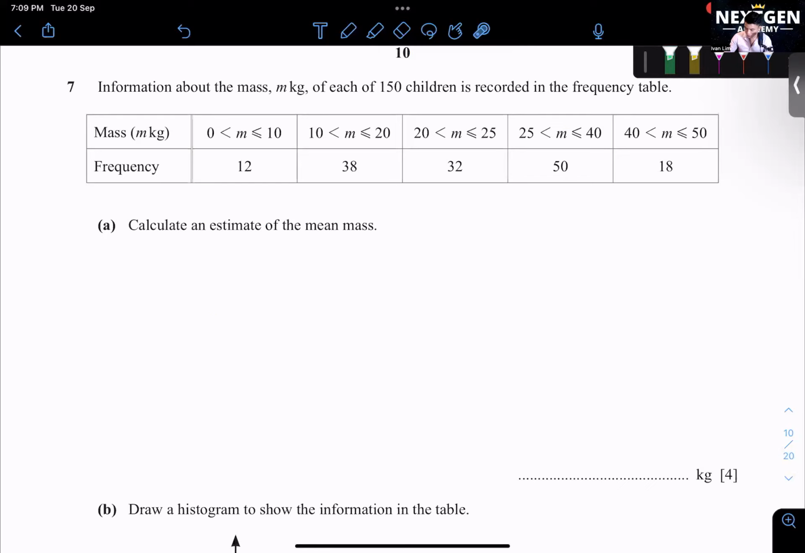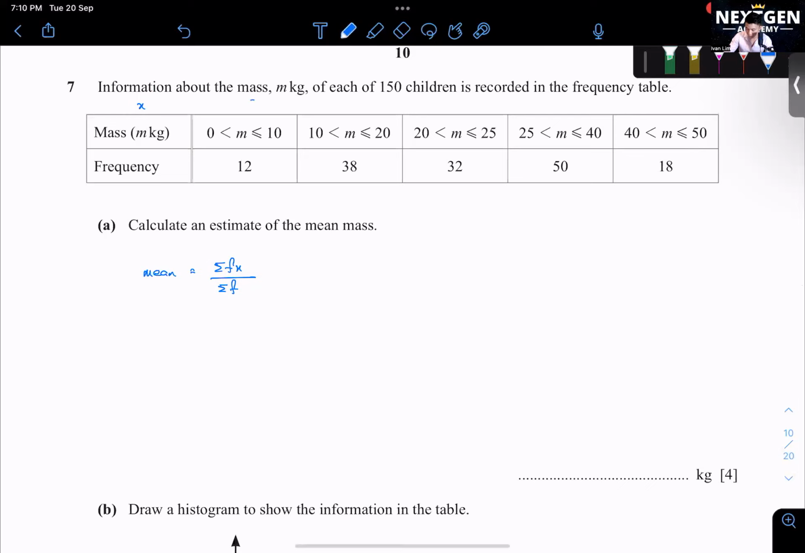Okay, calculate and estimate the mean mass. So we need to know how to find the formula of this first. Every paper 4, if you all see, we've gone through this over and over again already. So the mean formula will be sum of fx over sum of f. So how do we find the x first? x is the midpoint. What I will do is put it on top of the table first, so I can always check back.